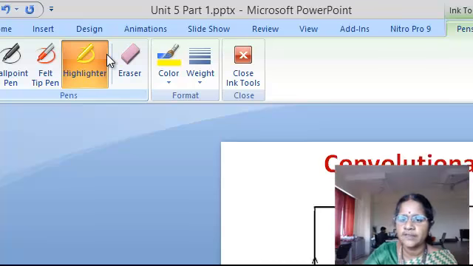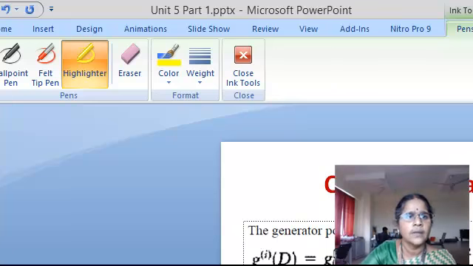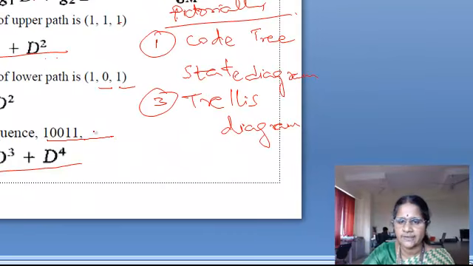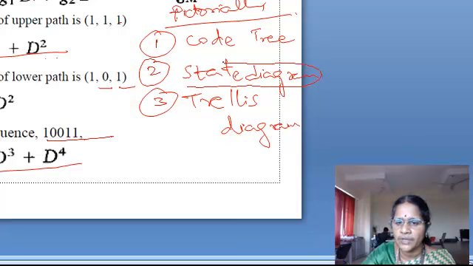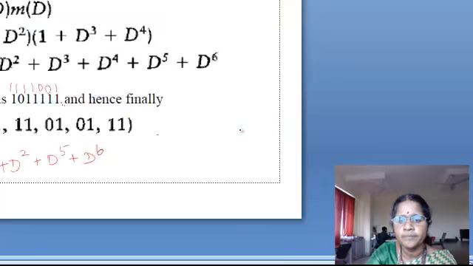Moving on to these three methods, because doing this polynomial method will be difficult once the number of message bits gets extended. So we go for any one of these three methods, which would be easy for computation. And first, let us look into the state diagram method. Using this state diagram, it would be easy for us to construct the code tree as well as the trellis diagram.